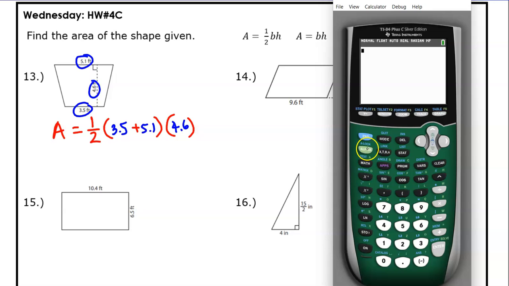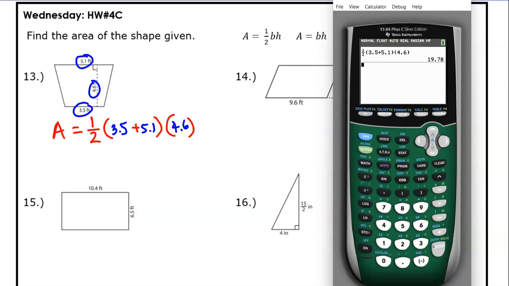So I have a MathPrint calculator, which means that when I type my fraction button, it's up and down instead of sideways like yours. So 1/2, and now I'm going to type exactly what I see. Parentheses 3.5 plus 5.1, parentheses close, now parentheses open, 4.6. So I'm going to type exactly how I see it, and the calculator knows that this means times.